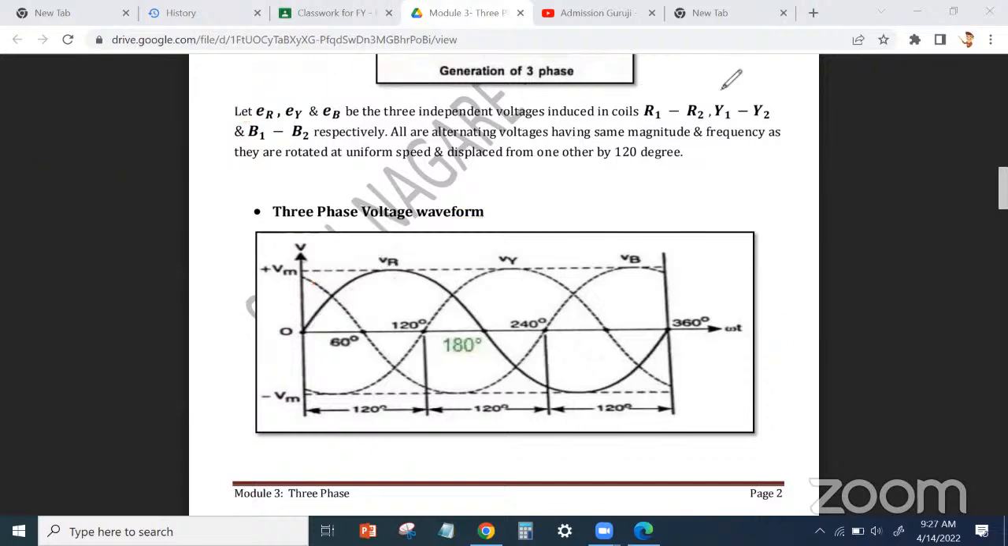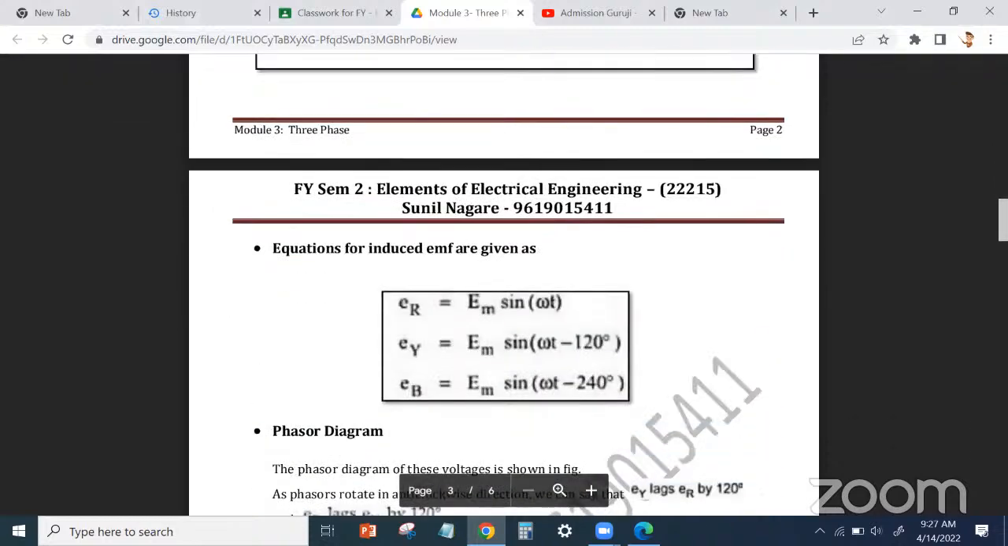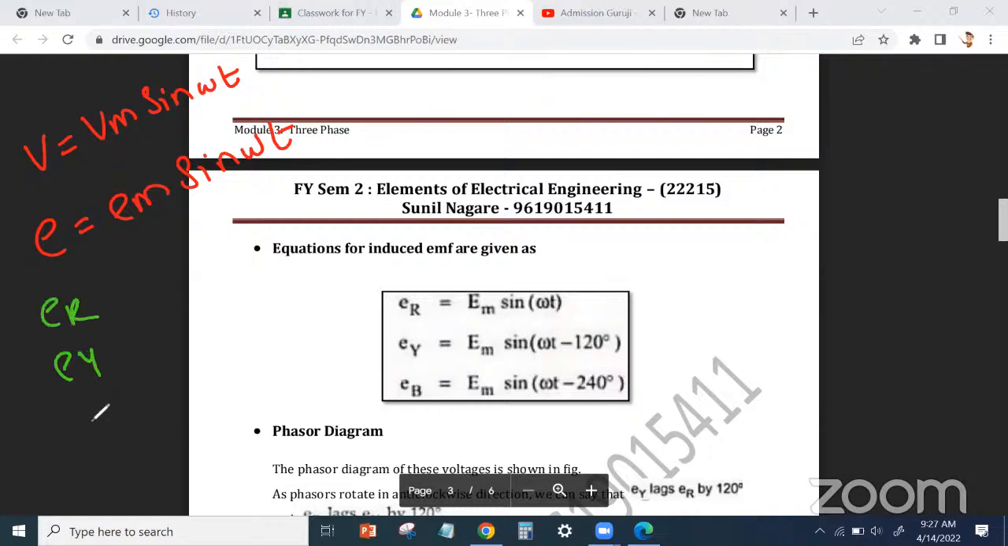लेट्स सी. So before going to waveform, we'll see the equation. So these are the equations. तो इनिशियल इक्वेशन कैसे होता है? V is equal to Vm sin omega t. लेकिन यहाँ पे वोल्टेज है ना, we require EMF. So it's E is equal to Em sin omega t. कैसे होगा? So there are 3 voltages. So what are the changes? ER, EY, EB. 3 voltage हैं ना.